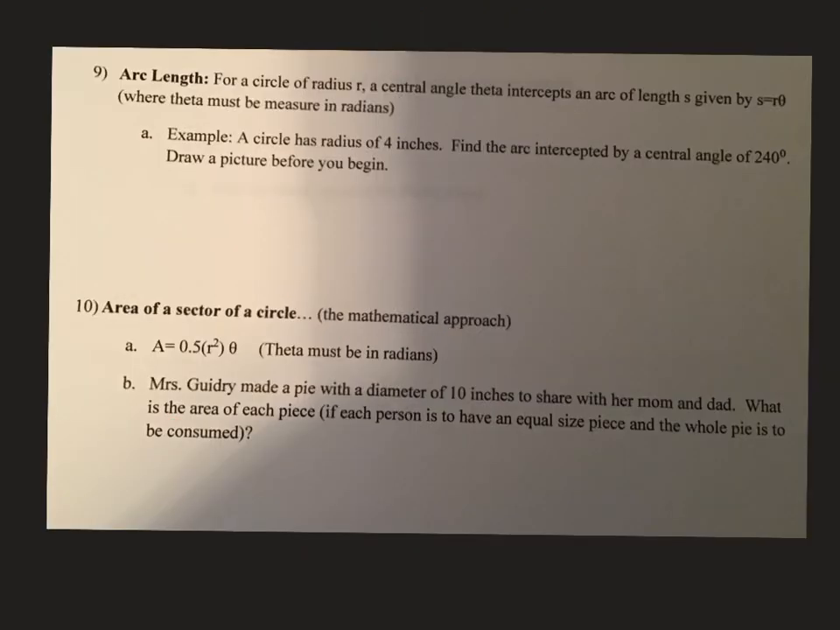Okay, last 2 little things we need to talk about: arc length and area of a sector of a circle. So arc length first. It says for a circle of radius r, the central angle theta intercepted by an arc is given by the formula. This formula written here should be very familiar because earlier we said that theta equals my arc length over my radius. Let's pick a different color.